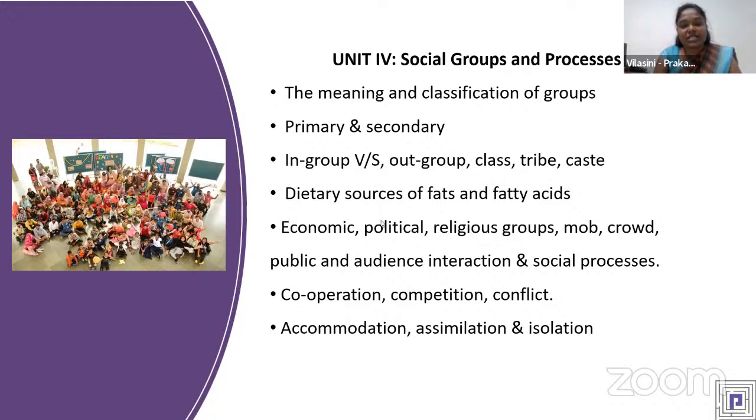These classifications are based on different sociologists. One sociologist classified groups into primary and secondary, and other sociologists classified them into involuntary group, voluntary group, and delegate group. Then the other one is in group and out group. The next is primary and secondary group.